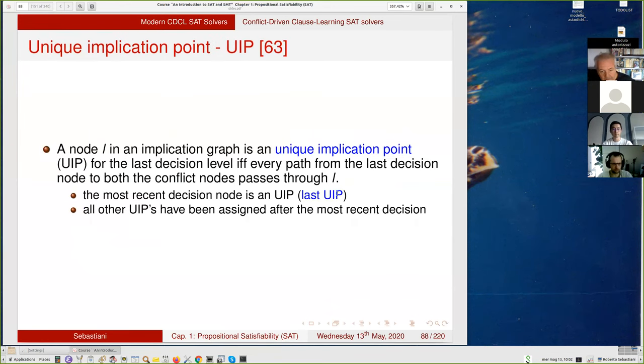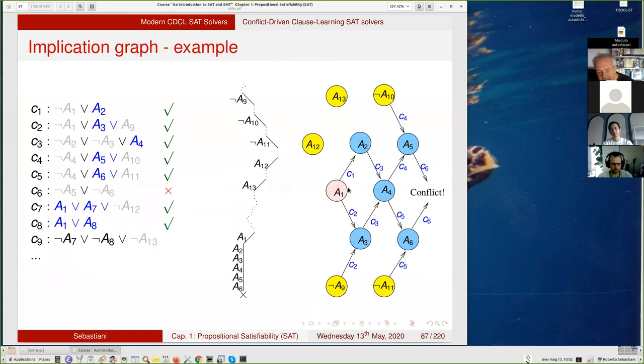In fact, this is called the last UIP. But then you can have other UIPs. For instance, A4 is another UIP. Okay? Unique implication point. So all paths pass through here.